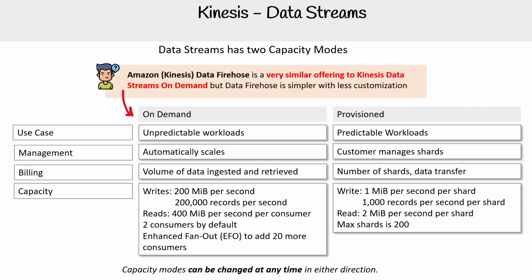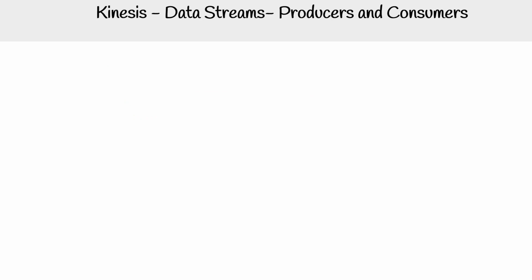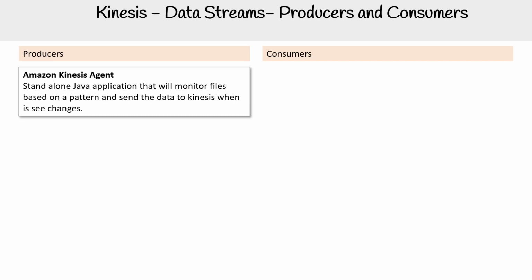But maybe if you're trying to save money, there could be reasons as to why you might want to implement your own producers. Let's talk about producers and consumers because there are a few ways that we can send data to Kinesis Data Streams and other things can consume data from Data Streams. So for producers, we have the Amazon Kinesis agent. This is a standalone Java app that will monitor files based on a pattern and send that data over to Kinesis whenever it sees any kind of changes.